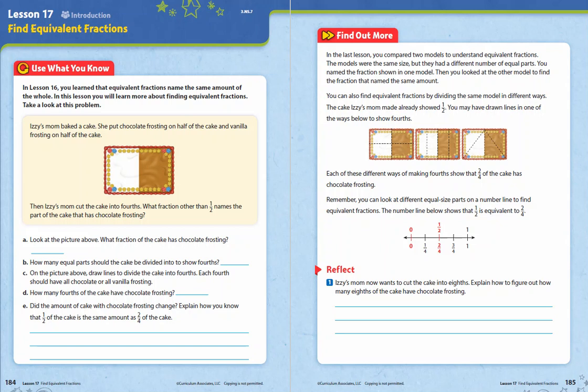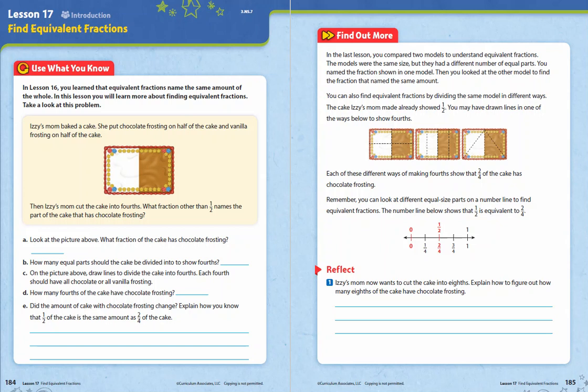So what we're going to do is look at the problem that is in the yellow. It reads, Izzy's mom baked a cake. She put chocolate frosting on half of the cake and vanilla frosting on half of the cake. Then Izzy's mom cut the cake into fourths. What fraction other than 1/2 names part of the cake that has chocolate frosting? So we need to find an equivalent fraction for 1/2. I'm sorry, excuse me, we need to find another fraction for 1/2.